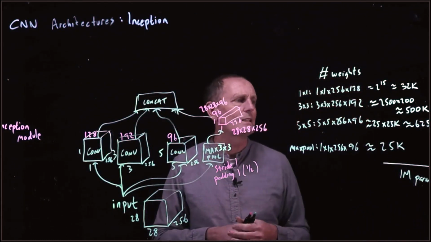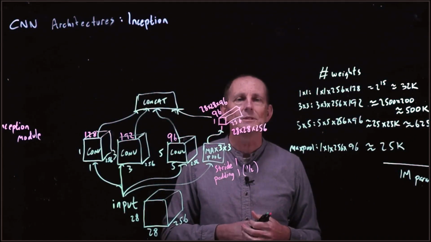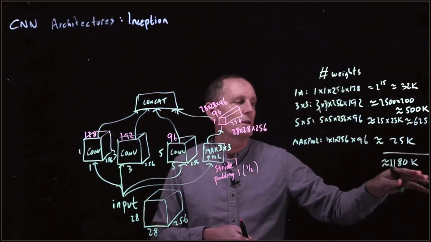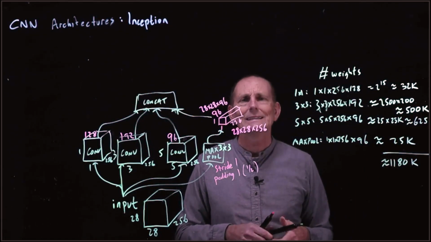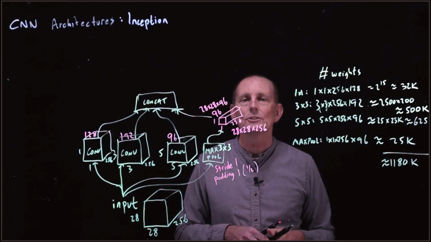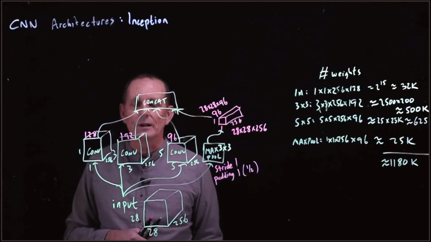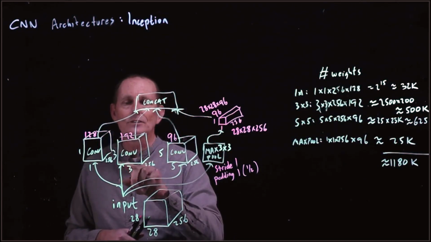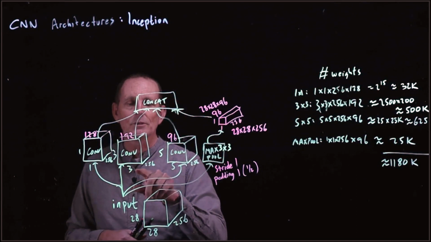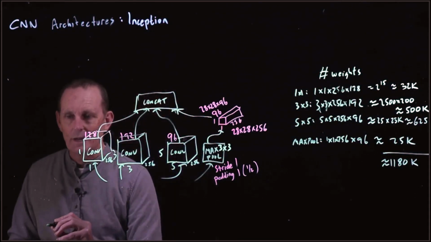We can reduce this slightly. The 5x5 takes up quite a lot. Let's look at an optimization that we can do. So our total is around 1 megabyte, or let's say 1180K parameters. That's a lot. Let's see what we can do to reduce that. What we're going to do is actually reduce the size of each of these convolutions. So instead of being a 3x3x256, we're going to reduce it.